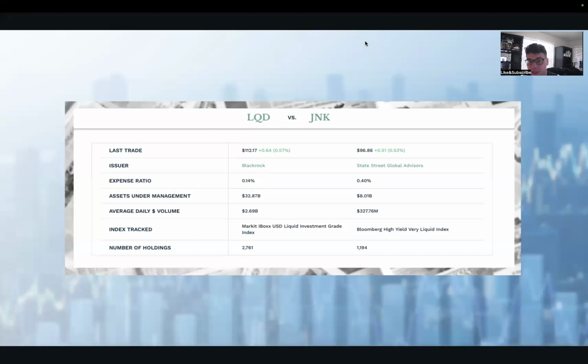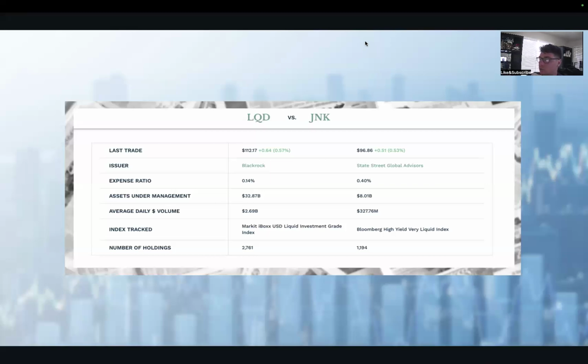So I've already done a video on TLT and also showed some charts recently in one of my latest YouTube videos. But there are other bond funds besides TLT. In today's video, we're going to take a look at the LQD versus JNK. Now, LQD is a liquid investment grade index, and then JNK is a high yield, very liquid index. Basically, you've got your really good corporate bonds, and then you've got your junk bonds. When you hear people talking about junk bonds, JNK is an ETF that basically represents that.